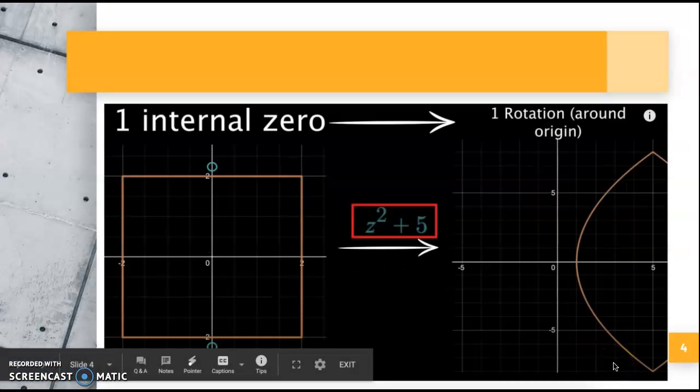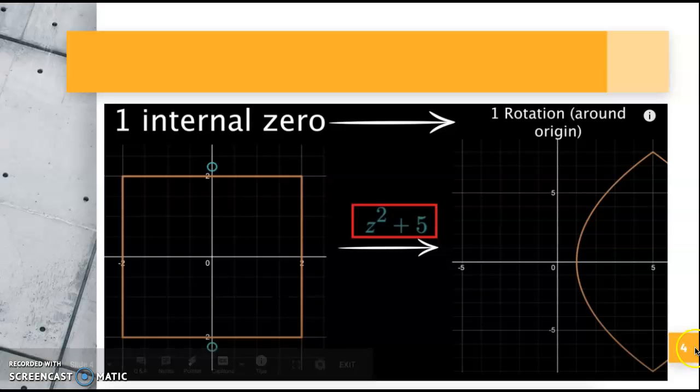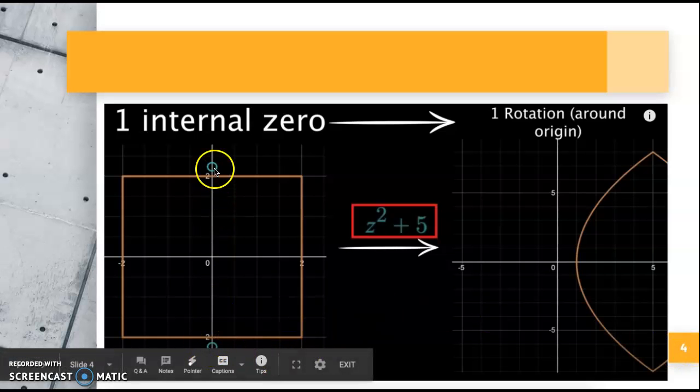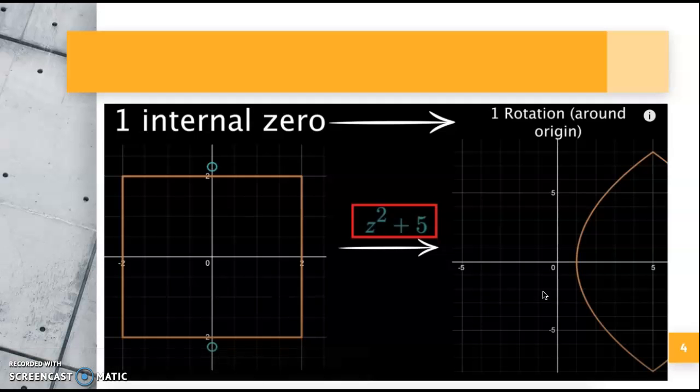And so if there are no internal zeros, so if we look at this function, the 2 zeros are just outside of this input box, that means the output function does not rotate or include the origin within its bounds.